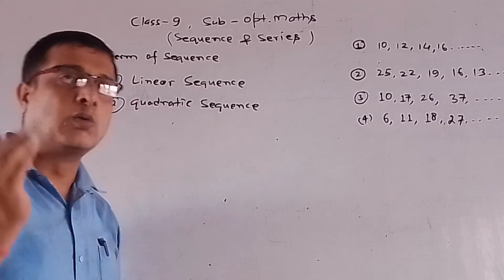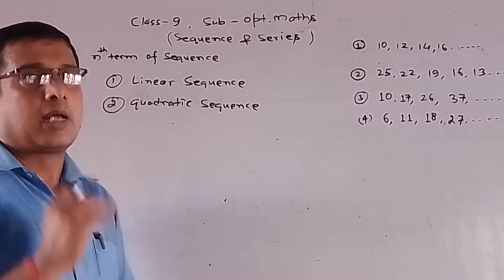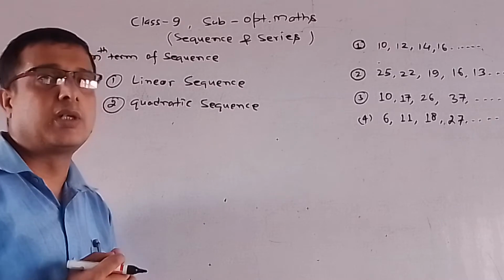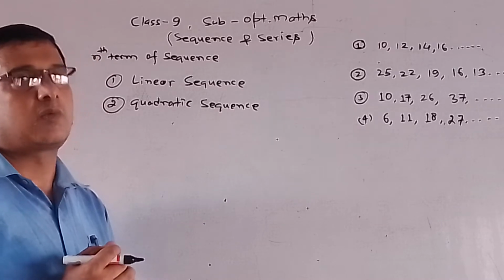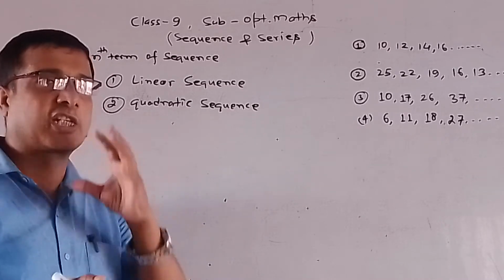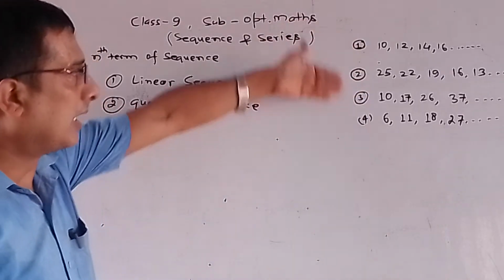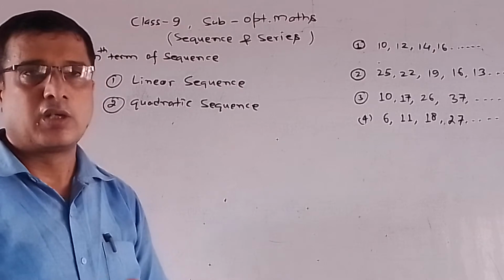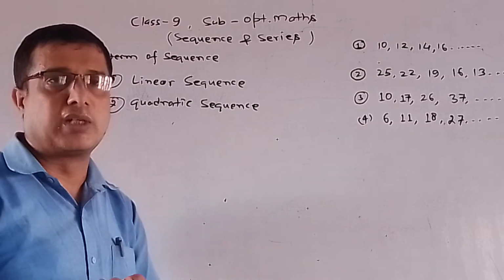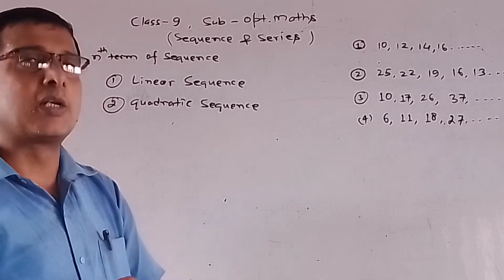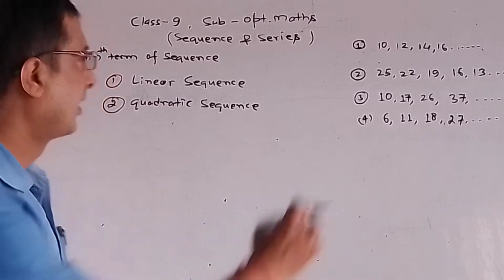Given a sequence, how do you identify whether it is linear or quadratic? First, I am going to explain how to identify whether a given sequence is linear or quadratic. I have written four sequences here. One by one I am going to explain which one is linear and which one is quadratic, and how to find it.